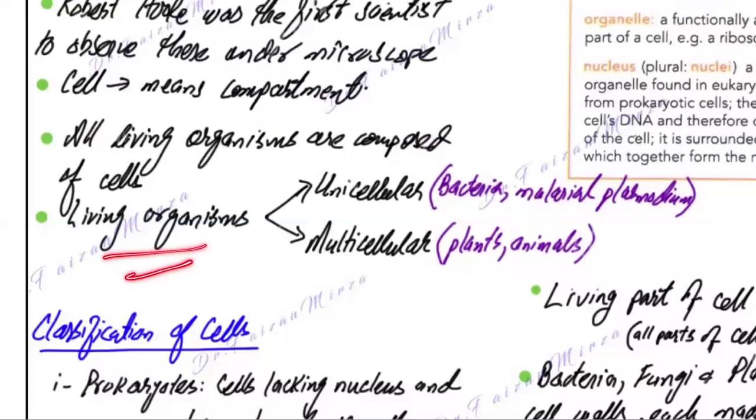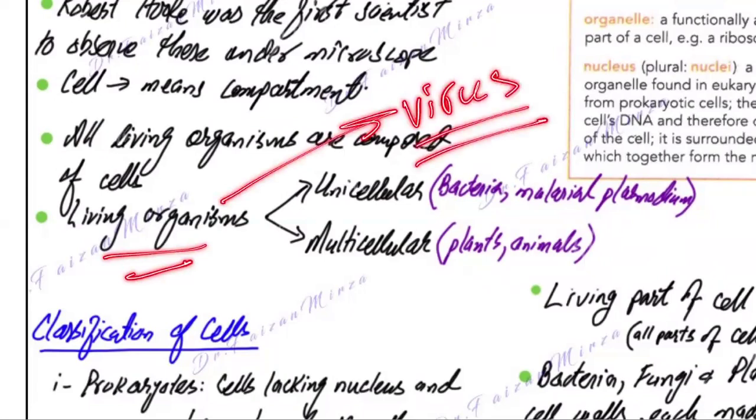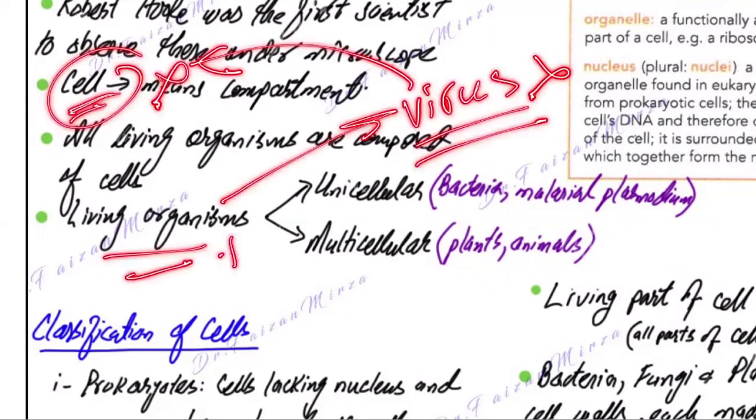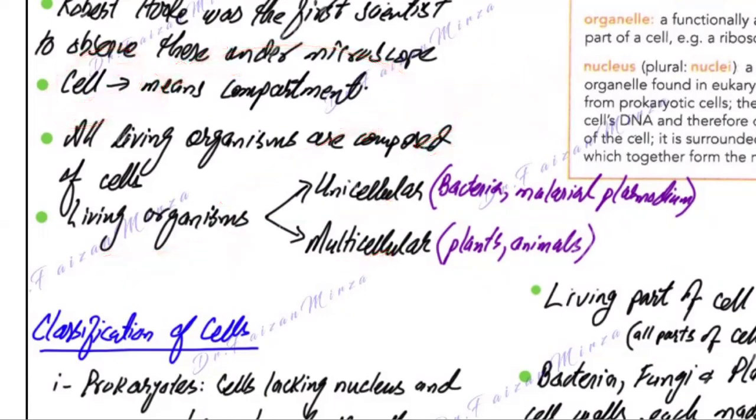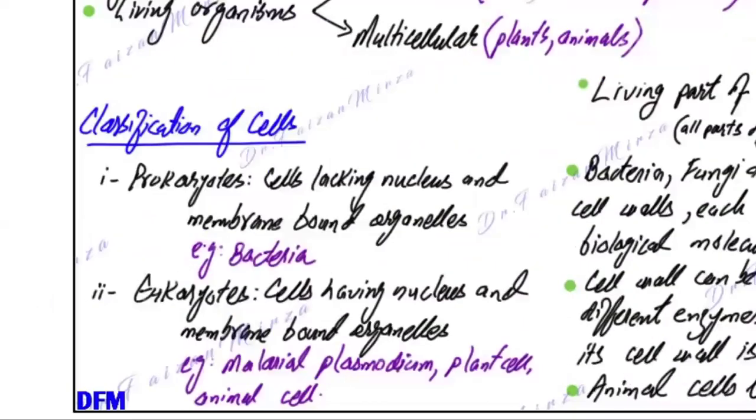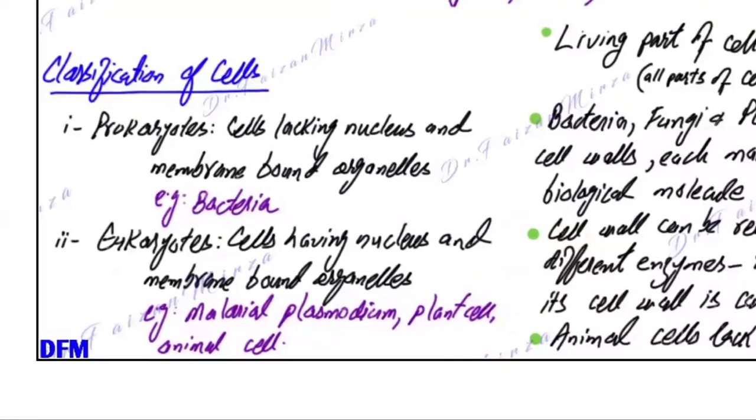When we're discussing living organisms, you need to keep in mind that viruses are not living organisms. We do not consider them as living organisms, so a virus cannot be regarded as a cell. We can never use the terms virus and cell together, at least not in the context that viruses are cells, because viruses are simply particles, as they are non-living outside the host. Cells are present only in living organisms, which could either be unicellular or multicellular. When we classify cells, we say the cells could either be prokaryotes or eukaryotes.